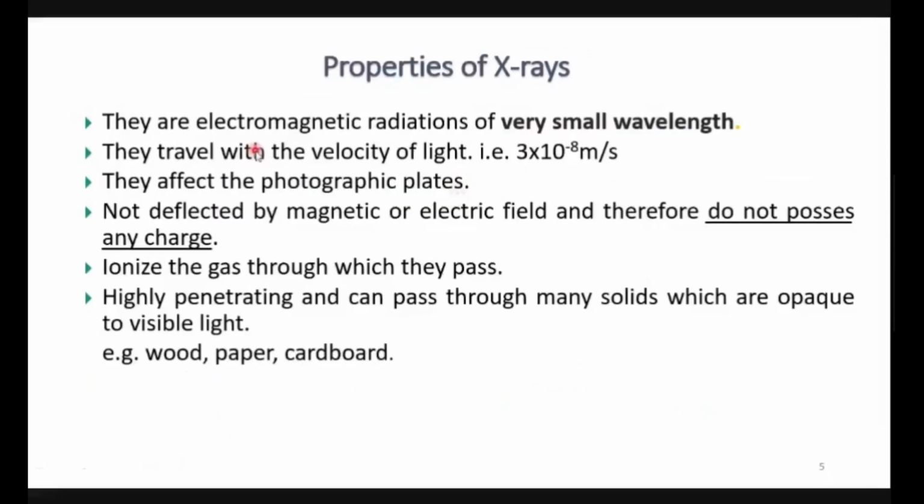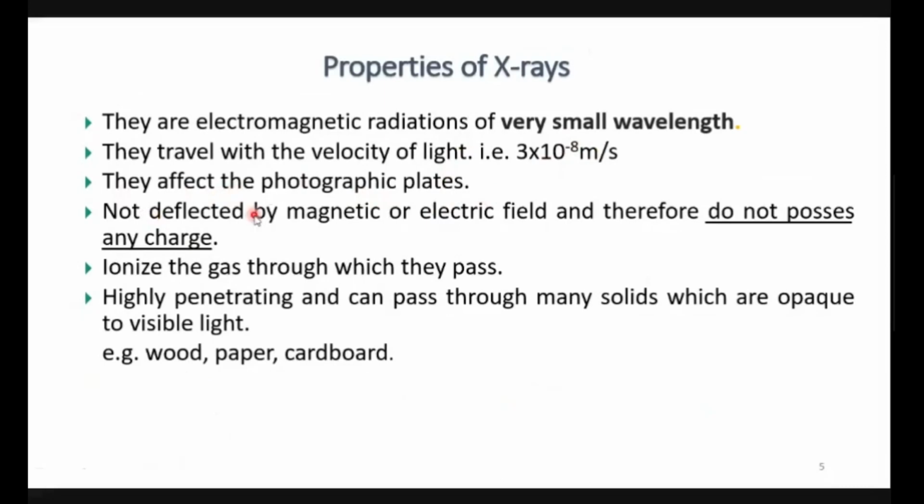Now, what are the general properties of X-rays? Remember, these X-rays are electromagnetic radiations, so all the properties of electromagnetic radiation will be applicable to X-rays. There are a few exceptions, and we will see those exceptions. They are electromagnetic radiations of very small wavelength. They travel with the velocity of light, that is 3 into 10 raised to 8 meters per second. It should not be minus, it should be raised to 8.